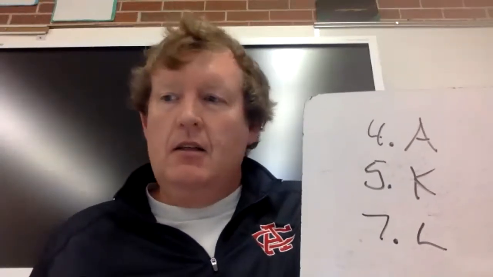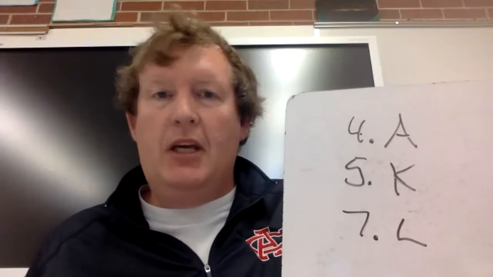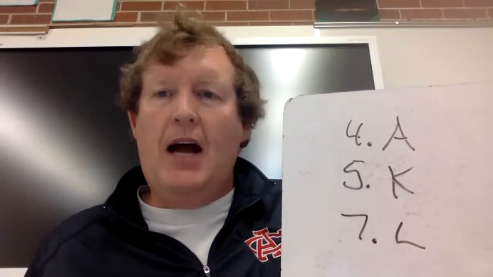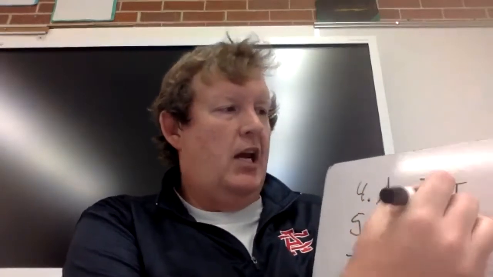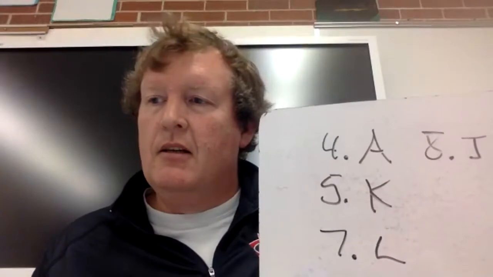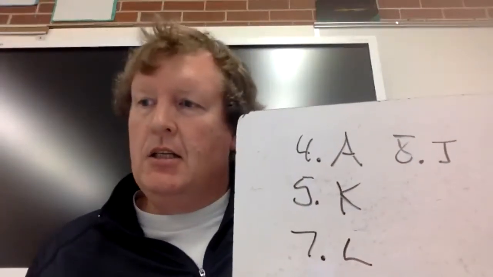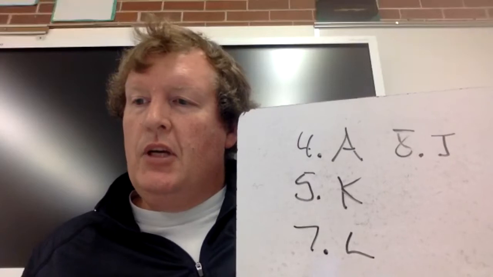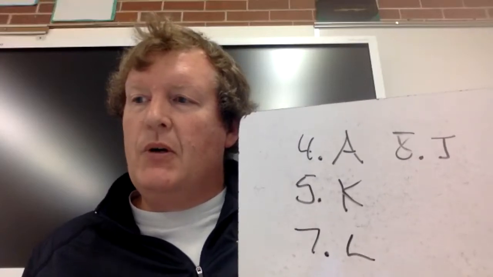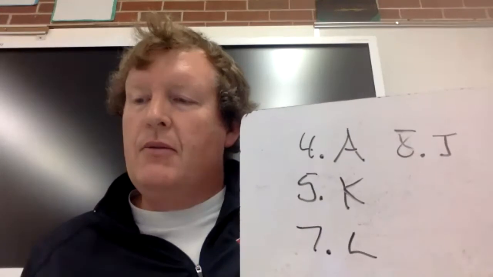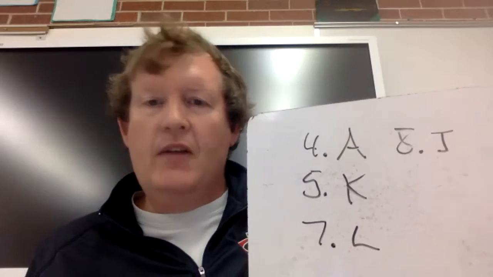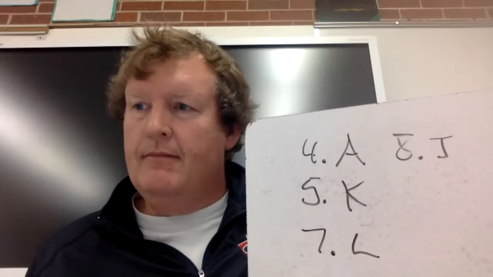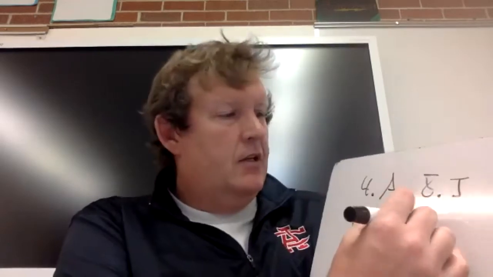Number 8. If we change that to a decimal, it would be 0.158. Is 0.158 over there? J, that's right. Number 8, J. Okay, we're rolling through these. Number 9. 3.66 as a percent would be 366%. Do we have that over there? B. B, yep. Number 9 is B.